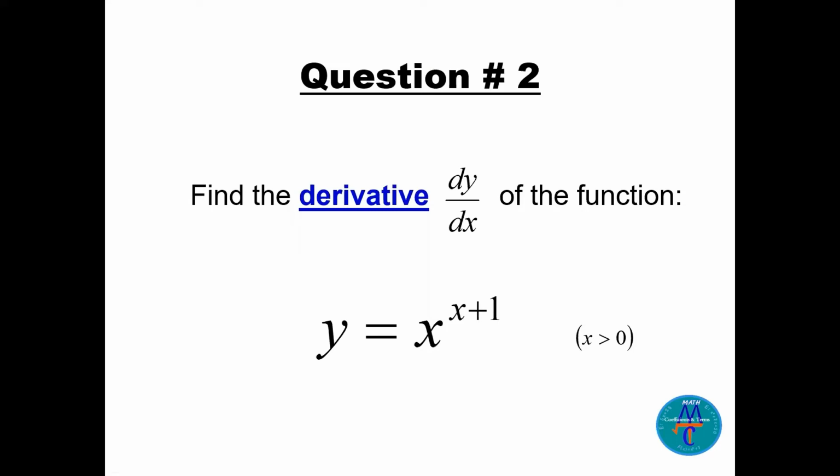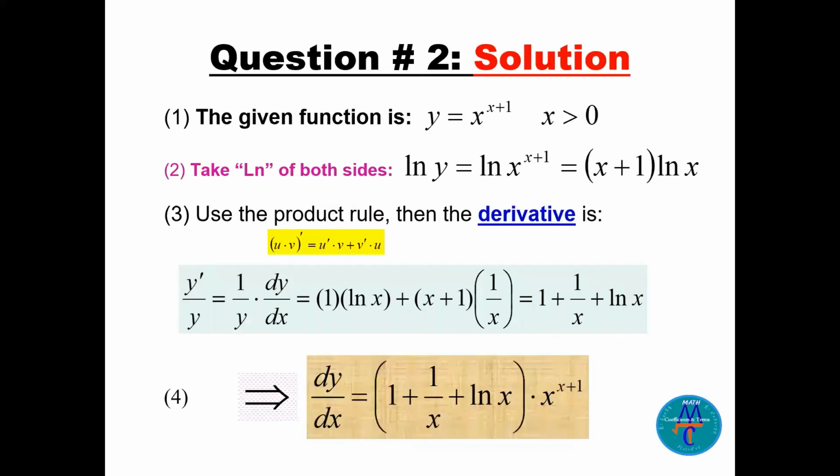Another nice question here. Find the derivative dy over dx of this function, y equals x to the power x plus 1, where x is greater than 0. Same idea, 4 steps here. Take ln of both sides, ln of y equals ln of x to the power x plus 1. Use the rules, bring the power down, x plus 1 times ln of x. So we have here a product, x plus 1 times ln of x. So the product rule will be u prime v plus v prime u.